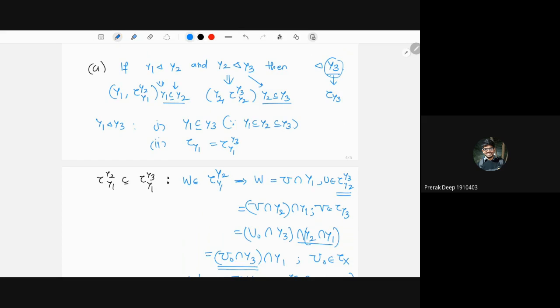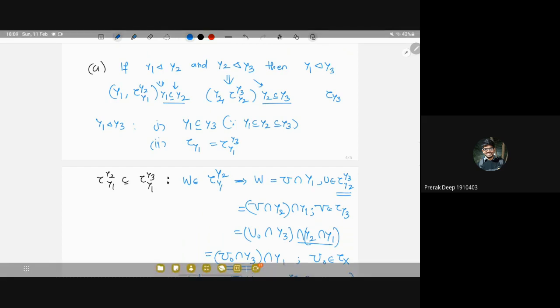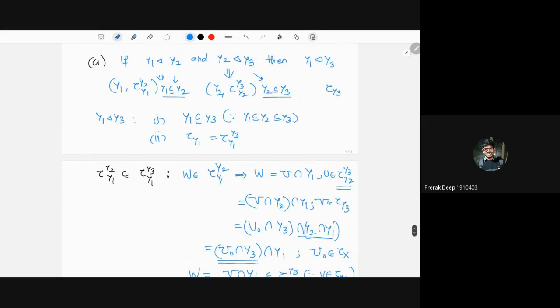I hope this clarification is clear to all of you. I made a mistake over there. I got confused with the topology that we need to compare, but now it is clear to me, and I hope it's clear to you as well. The subset argument is still the same, but we need to compare these two topologies: the subspace topology on Y1 and the subspace topology on Y1 induced from Y3.